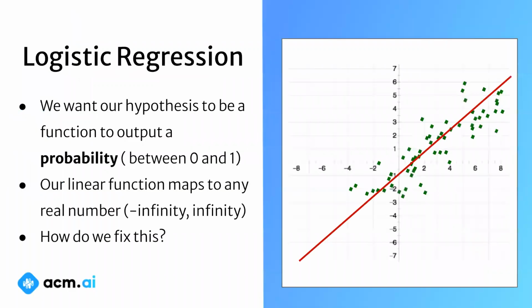So with linear regression, we want our hypothesis to be a function that outputs a probability between 0 and 1. Our current linear function maps to any real number, so negative infinity to infinity. It doesn't really work if we get something like 100, for example, or -2, because it's not between 0 and 1. So how do we fix this?